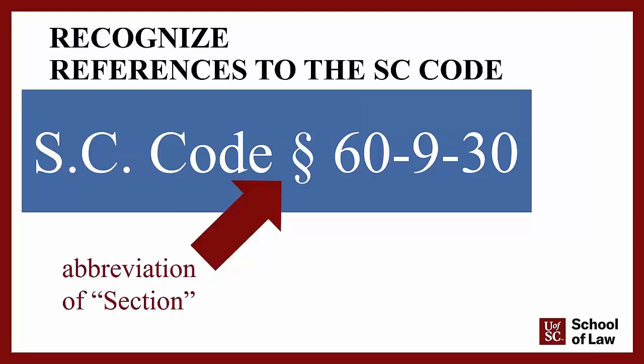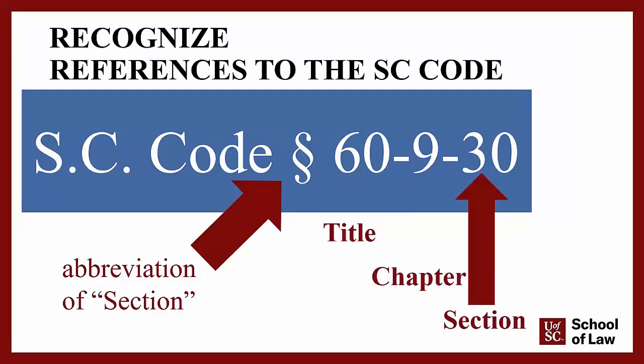This symbol that looks like two S's, one on top of the other, is the abbreviation for section. If you already know which title and chapter you're in, you may simply refer to it as section 30, or you may need to be specific and call it section 60-9-30, to include the title, the chapter, and the section.